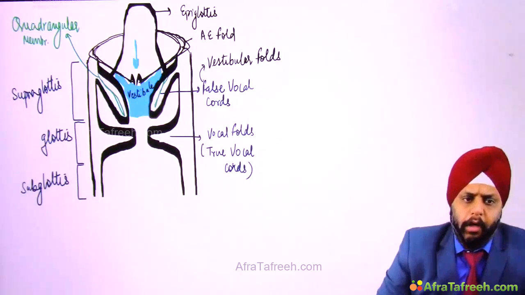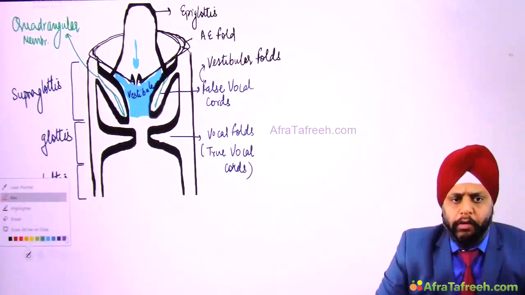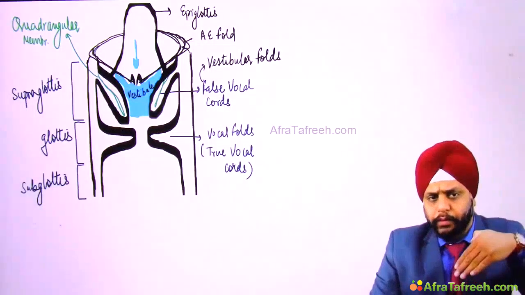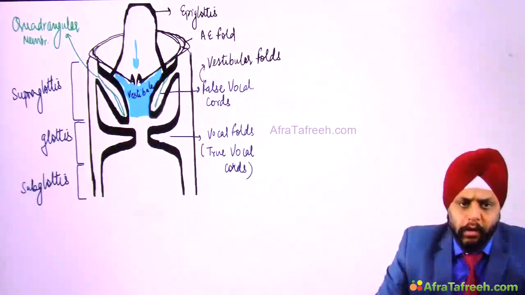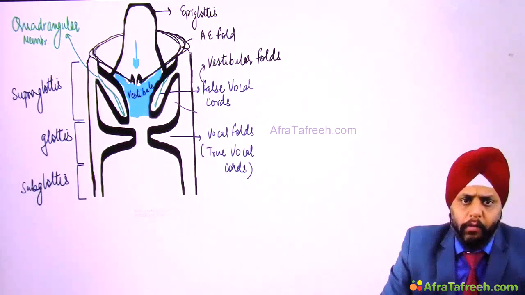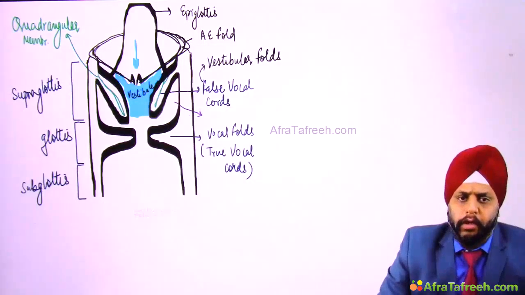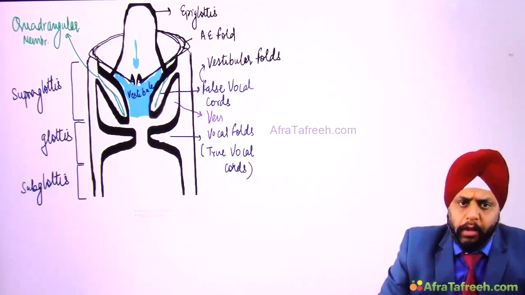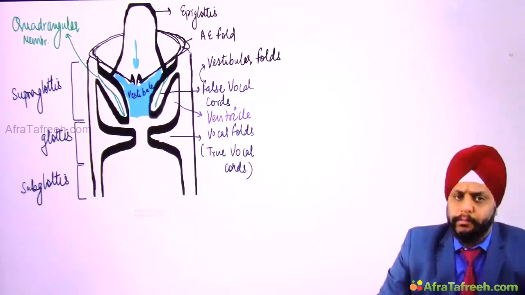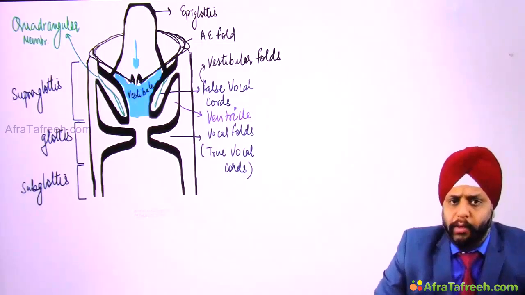Now you see the vestibular folds are hanging like this. Because they are hanging like this, they are enclosing a space over here. This space we call the ventricle.